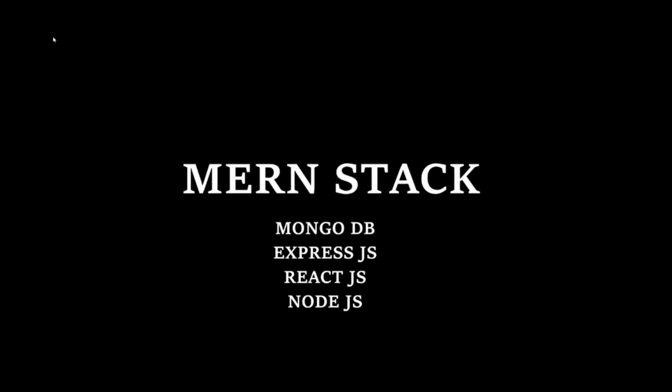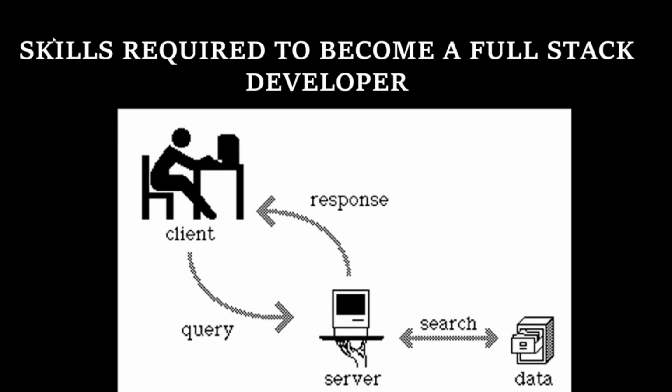So first, let's know the flow of the full stack. From the front end, when the client requests a query to the server, the server gives the command to the database to search for the requirement of the client. Then the database gives the response to the server, and the server returns the response to the client. This is how the flow of the full stack goes on.